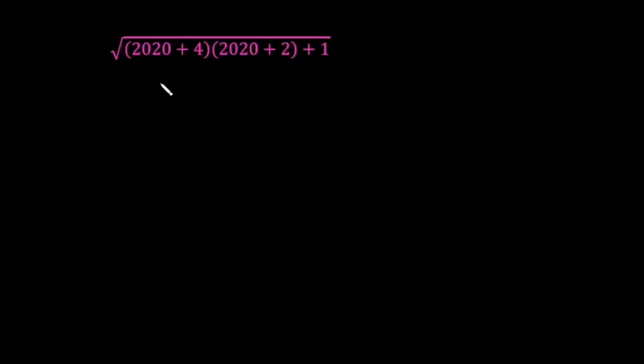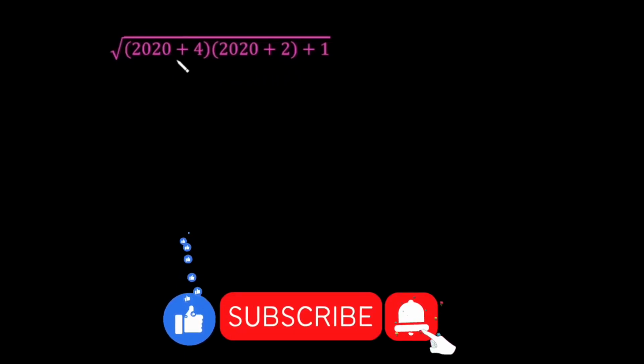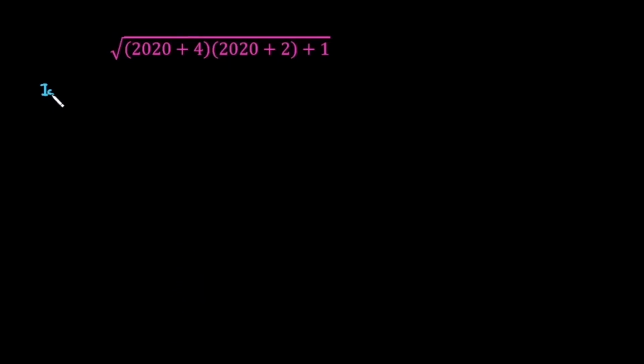Hello everyone. In this lecture, we are going to solve this given radical expression, the square root of 20 into 20 plus 4 times 20 plus 2 plus 1. There are two methods to solve this problem. The first method is the k method. So let's talk about the first method.